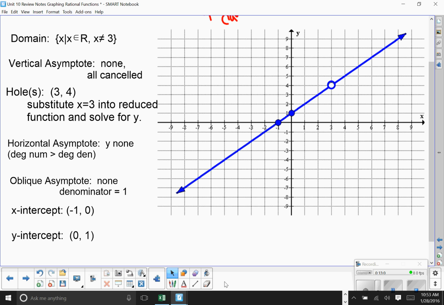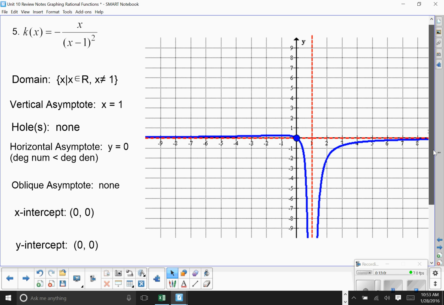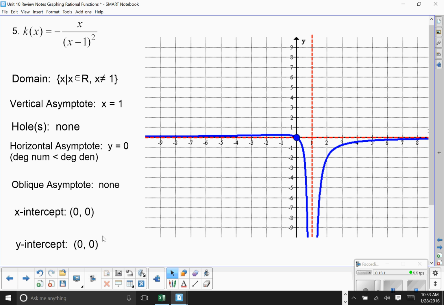Next up. Okay. You should be able to read through this. And again, how did I get the curves? I created an XY table, plugged in a couple of points on the left and on the right side of any vertical asymptote. This is a case where it does cross the x-axis, but then it keeps getting closer and closer and closer to it again.